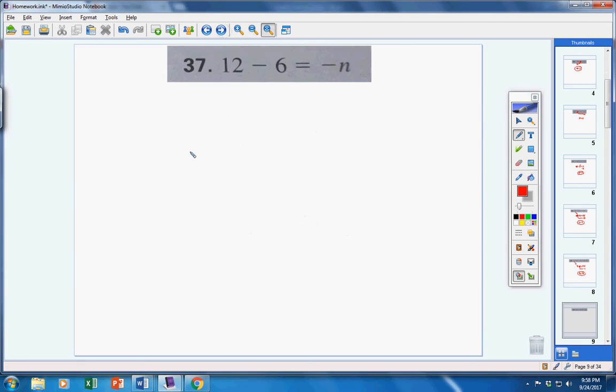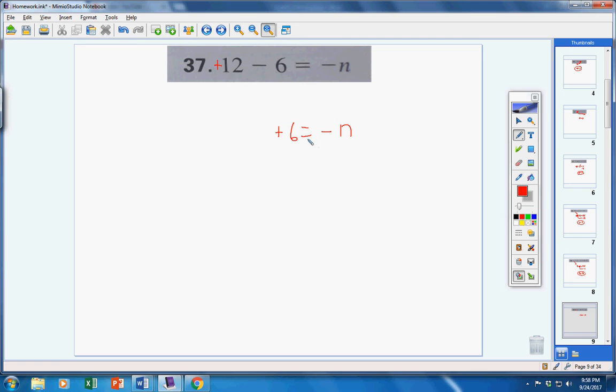Number 37. Step 1, simplify both sides. I cannot simplify negative n. However, I can simplify positive 12, negative 6. That's a positive 6. Now, this next part here is a little tricky, students.